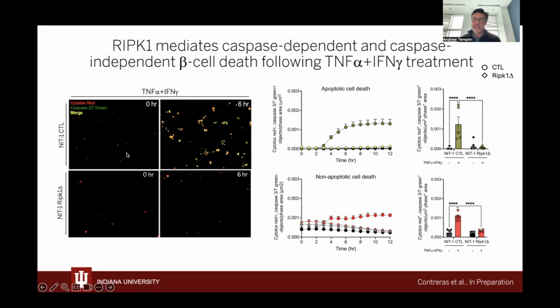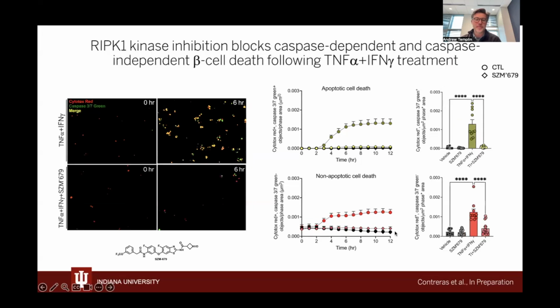And we did these studies with TNF alpha and interferon stimulation in our control and RIP1 gene-edited cells. Images are on the left, and we quantified this over 12 hours. What we found was that the cytokines did indeed induce apoptotic cell death over the first 12 hours, and that was significantly blocked in our RIP1 gene-edited cells. And similarly, we found that there was an increase in non-apoptotic cell death, so dead cells that did not exhibit caspase 3,7 activation. And again, this non-apoptotic cell death was blunted in our RIP1 delta cells.